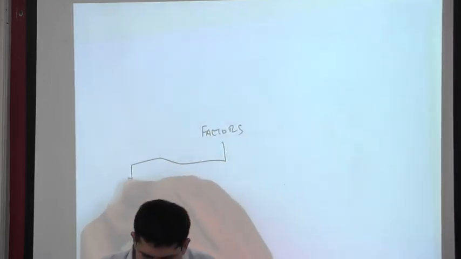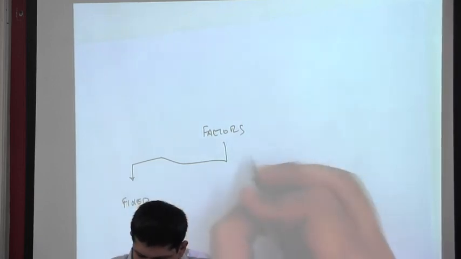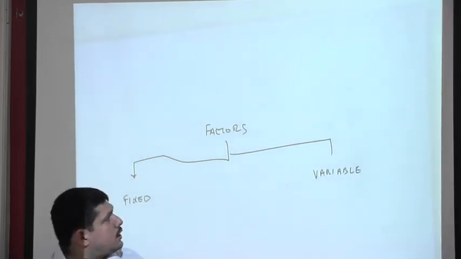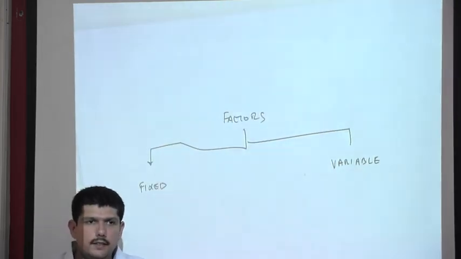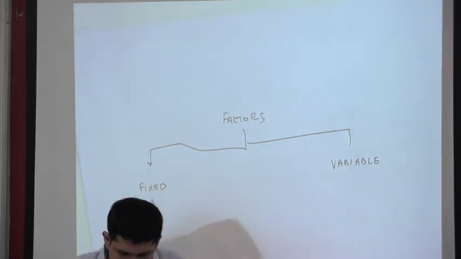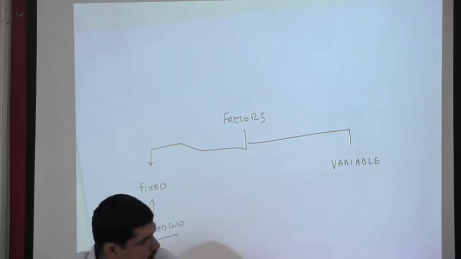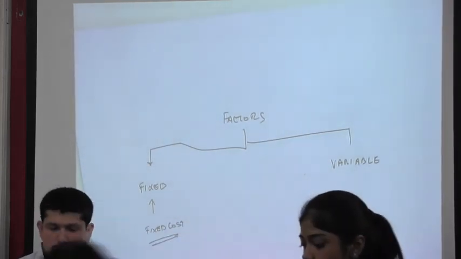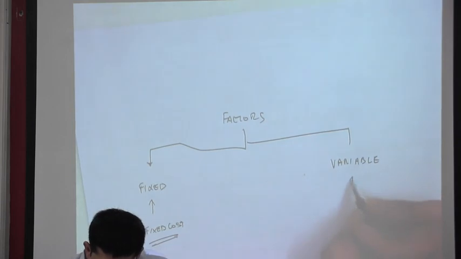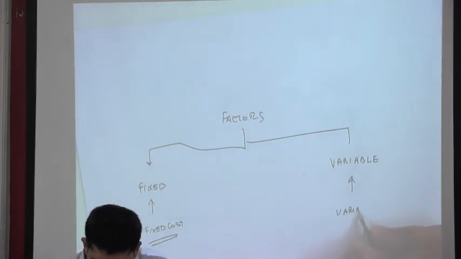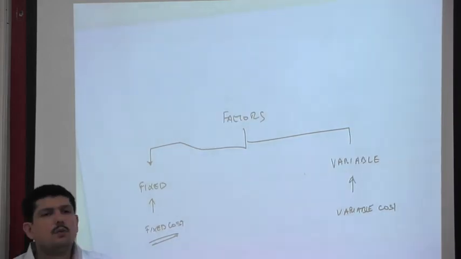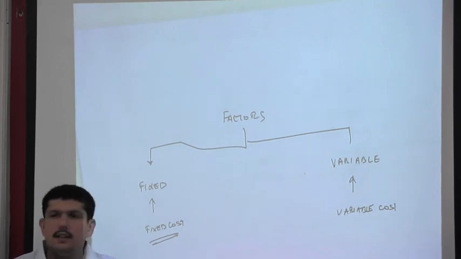divide karte hain into fixed and variable, right, our cost will also follow a similar pattern, right? Certain costs which we'll incur will be considered as fixed cost, right? Certain costs which we'll incur will be considered as variable cost. So what do we mean by fixed cost and what do we mean by variable cost? We'll see as we move on.